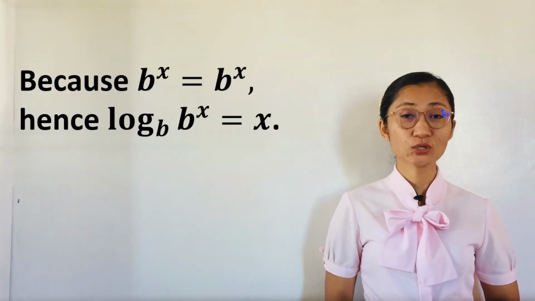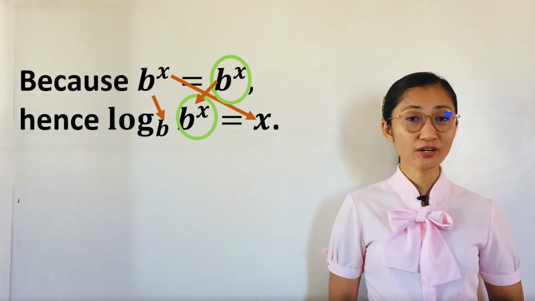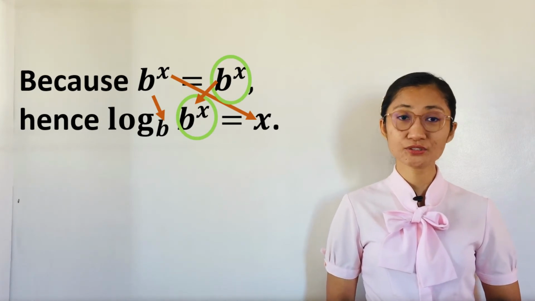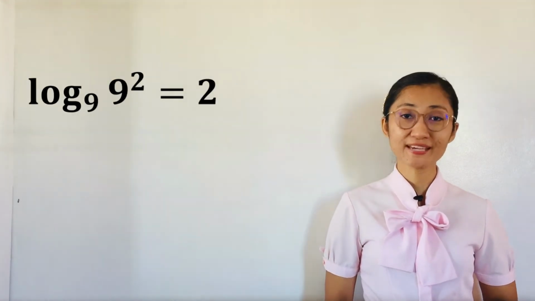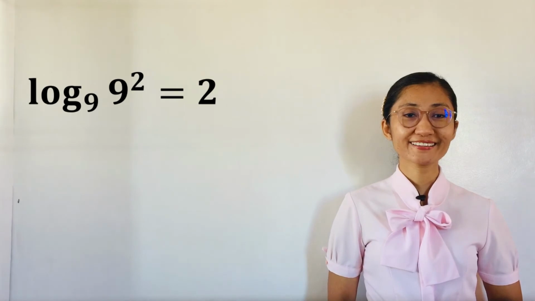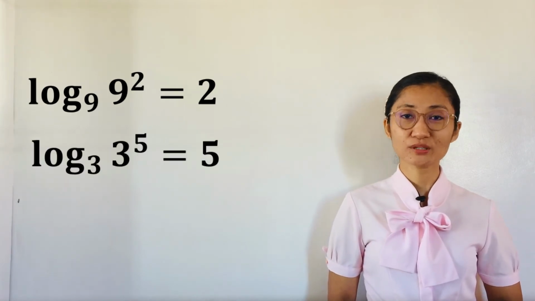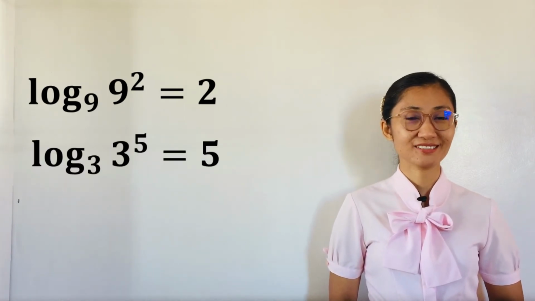Since b to the x equals itself, then logarithm of b to the x to the base b equals x. That is, logarithm of 9 squared to the base 9 equals 2, and logarithm of 3 to the 5th to the base 3 equals 5.